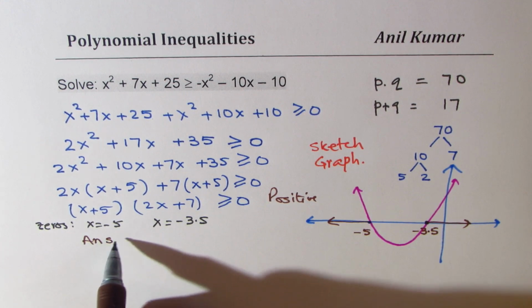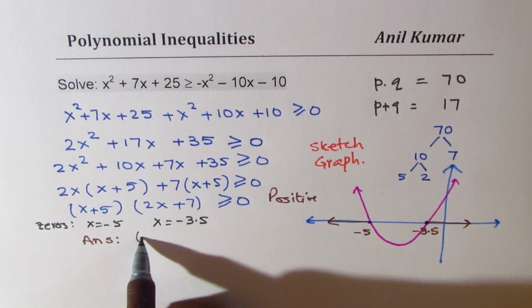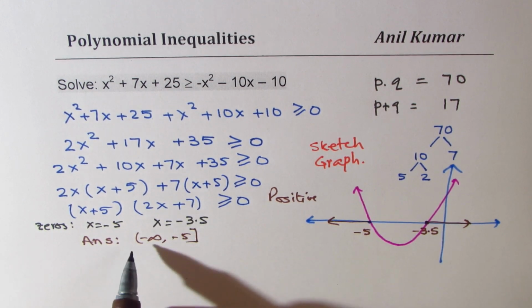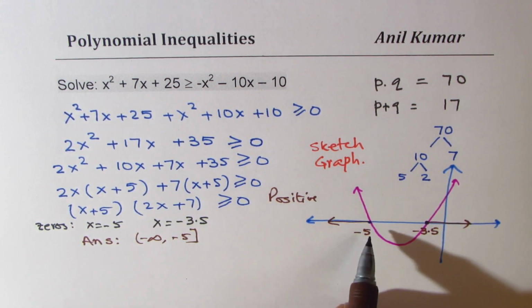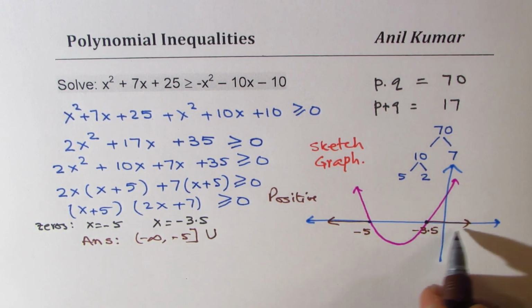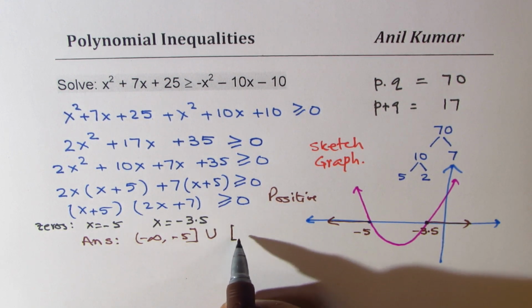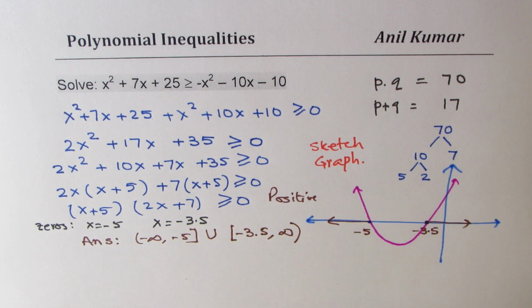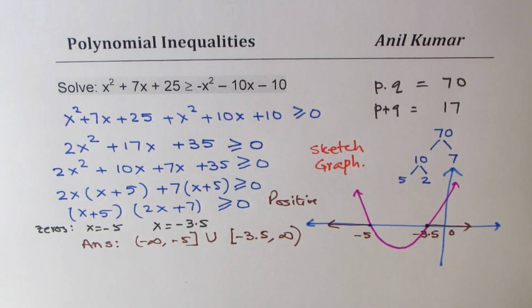So let me write down the answer clearly. It is from negative infinity to negative 5. We cannot include infinity, but we can include this zero since it is greater than or equal to. Union the other side, which includes minus 3.5 and goes up to infinity. Do you see that? So that is how we get the solution of the very first inequality. I hope the steps are absolutely clear. Now let's move on and find the solution for the others.